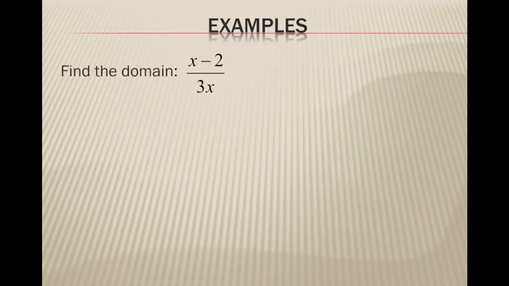Okay, find the domain, x minus 2 over 3x. So we need to set 3x equal to 0. So x equals 0. So our domain is all real numbers except for x cannot equal 0.